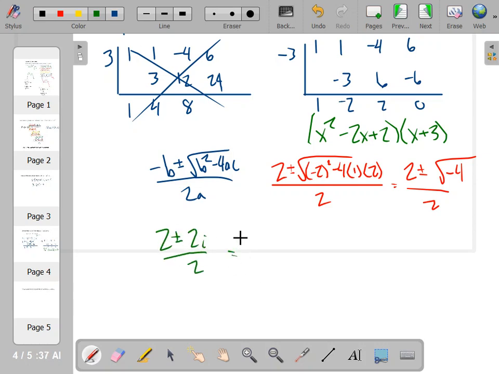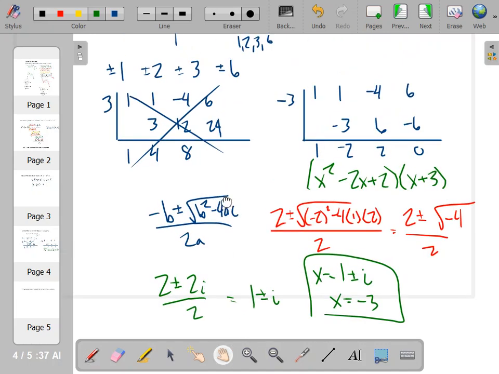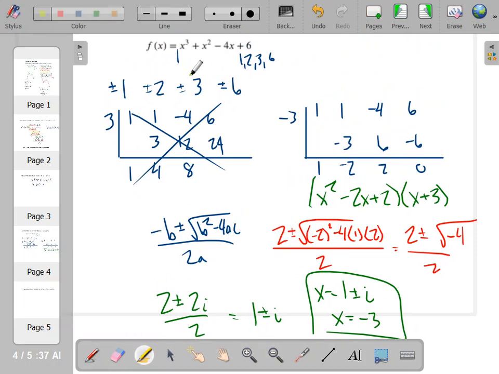And then to write it in standard form of a complex number, you've got to distribute that 1/2, so 1 plus or minus i. So 1 plus or minus i are two of my zeros. I'm going to say x equals 1 plus or minus i, that's two of them, and the third one is negative 3, and that is all my zeros. And the fundamental theorem of algebra says if it is a cubic, you should have 1, 2, 3 zeros. So we do. We got them all.